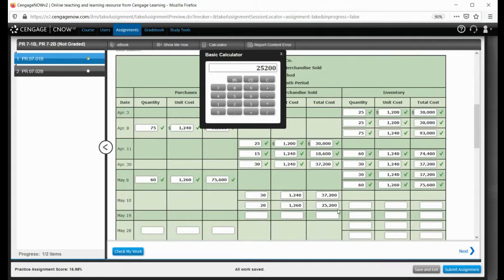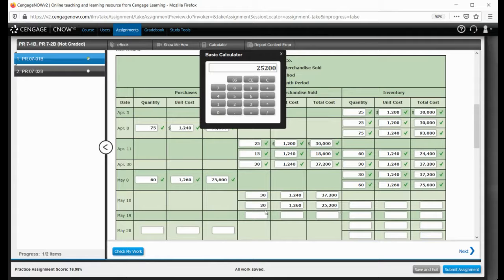So if I wanted to know the total cost of merchandise sold that I would have to put in that second journal entry on my journal, I would combine both of these items together. So 37,200 plus 25,200 means that our total cost of merchandise sold for the May 10th transaction is 62,400. That 62,400 would go in the second journal entry for the sale. That's the total of the cost of merchandise sold.